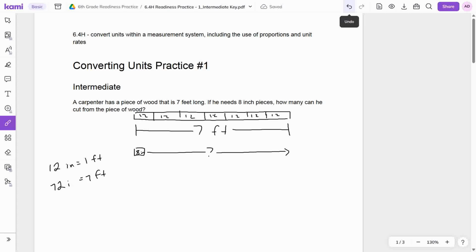And if I can do that, now I'm comparing inches and inches. So I'm just going to think, all right, how many times can 8 inches go into 72 total inches? And that's going to be 9. And that's just a fact. So that's our answer, 9. So how many 8-inch pieces can he cut from the wood? We'll put it down here. He can cut 9 pieces. All right, so that is our answer.